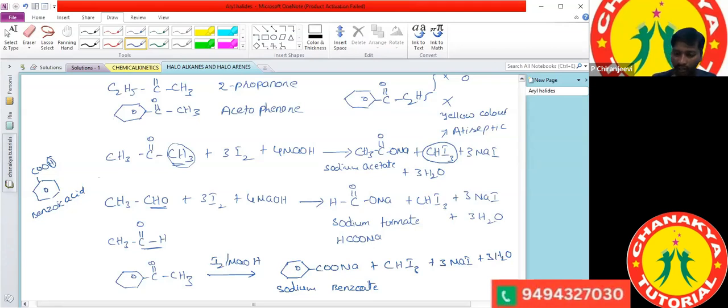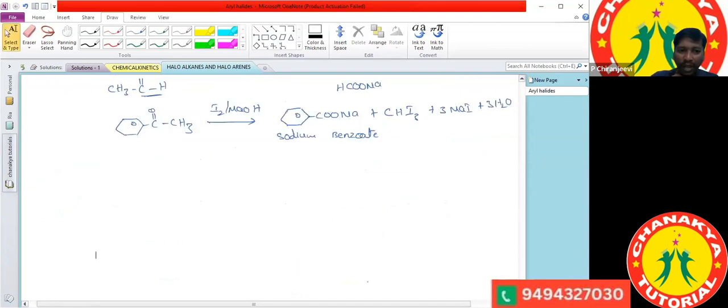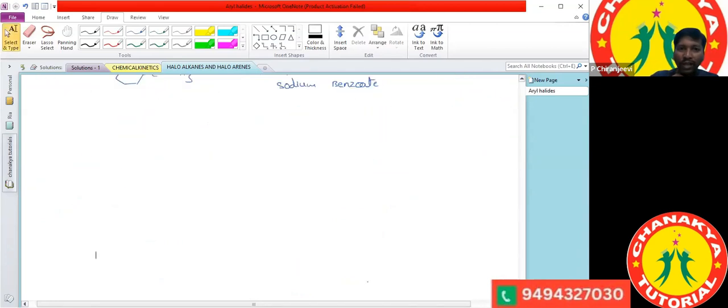Okay, then we'll go for the next step. So the next polyhalogen compound. What is the next polyhalogen compound we are having here? The next polyhalogen compound is carbon tetrachloride, CCl4. Carbon tetrachloride.